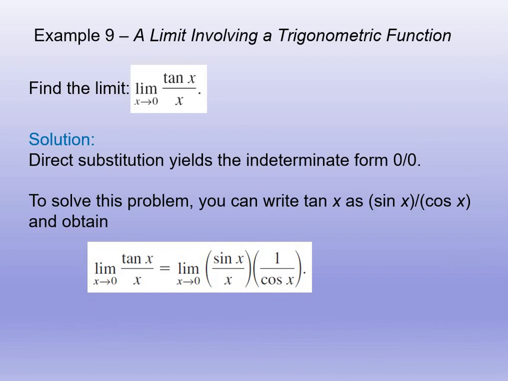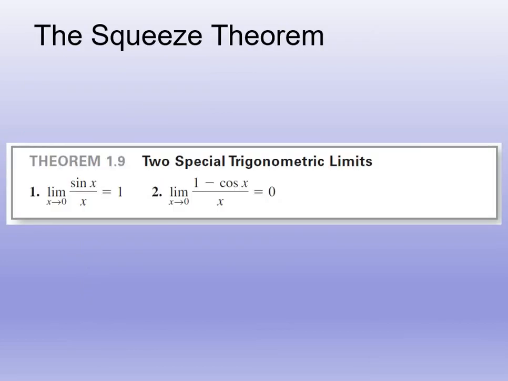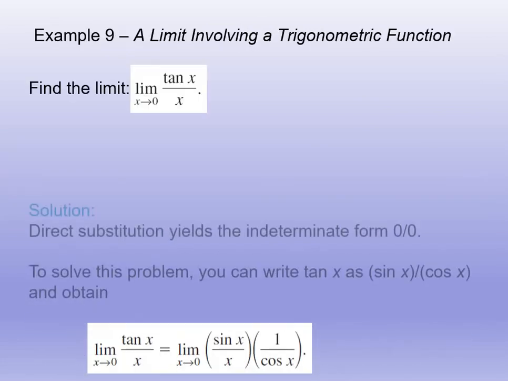Okay, so when we rewrite this, we get the limit as x approaches 0, right? I rewrote tangent as sine of x over cosine of x, but notice I wrote them a little differently. I rewrote it as sine of x over x times 1 over cosine of x. Why did we do that? So that we can apply the squeeze theorem from before, from right here. We're going to use theorem 1.9, number 1, when we do this.